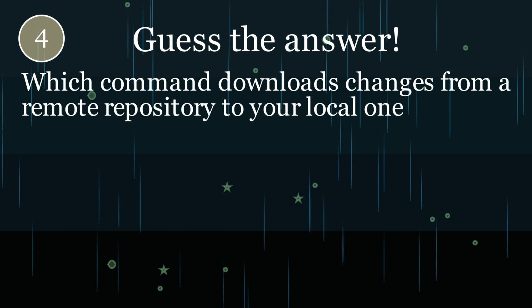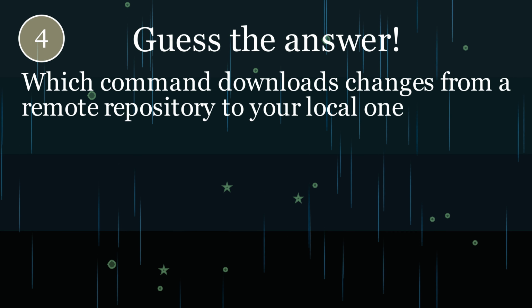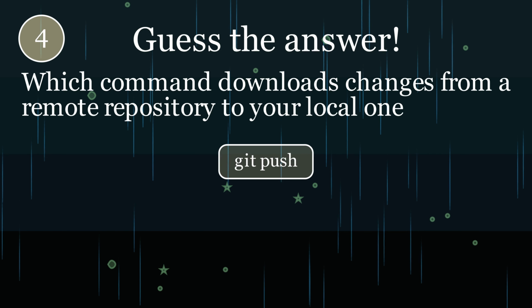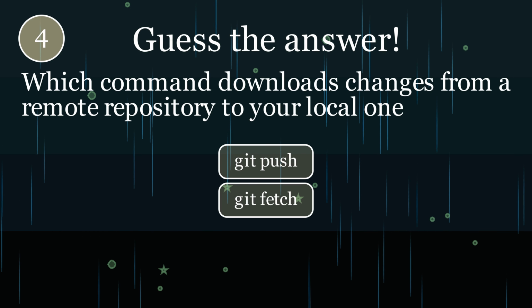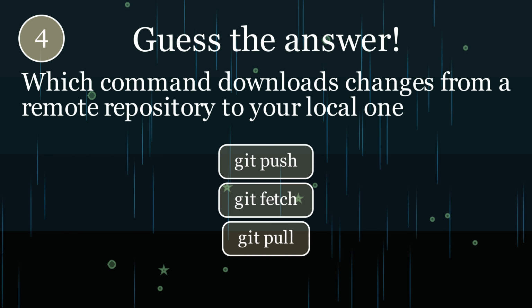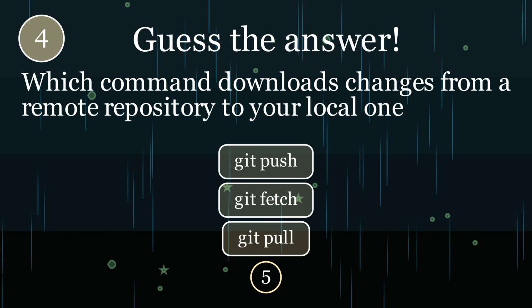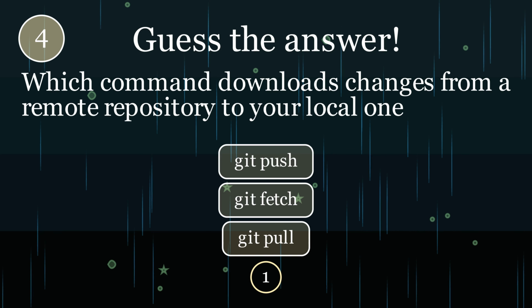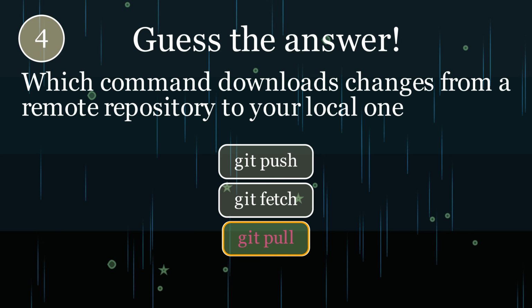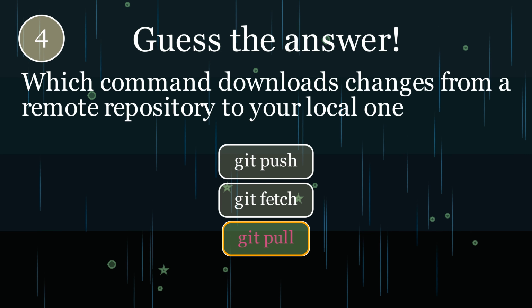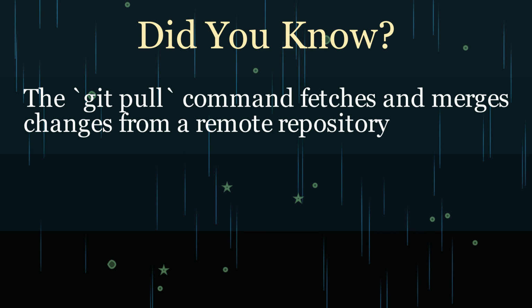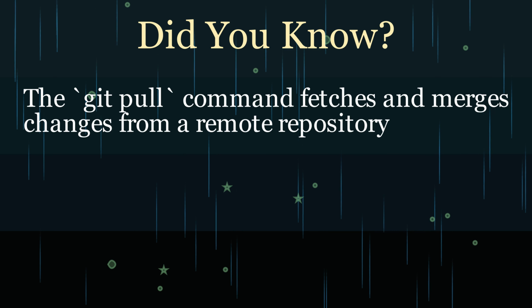Which command downloads changes from a remote repository to your local one? Git push. Git fetch. Git pull. The correct answer is git pull. A quick fact for you: the git pull command fetches and merges changes from a remote repository.